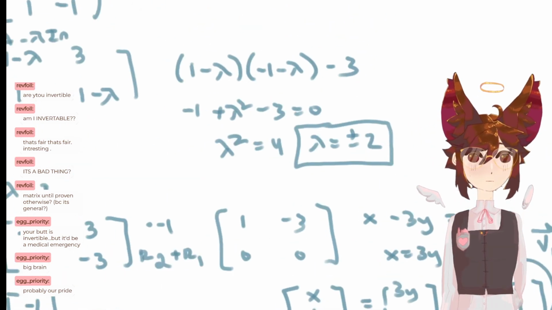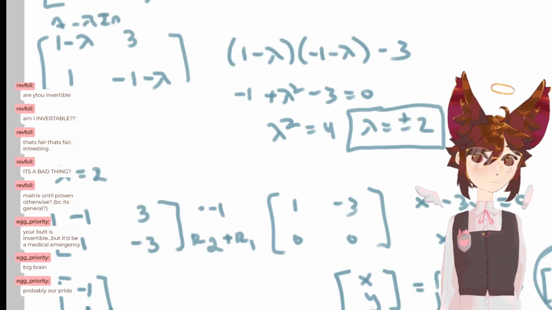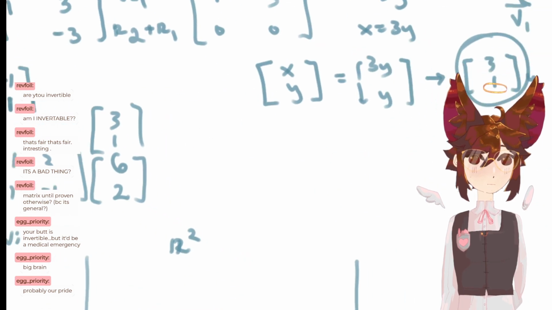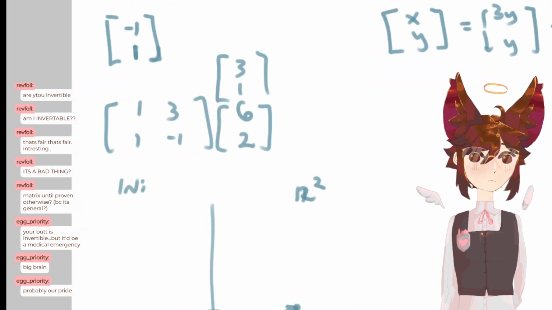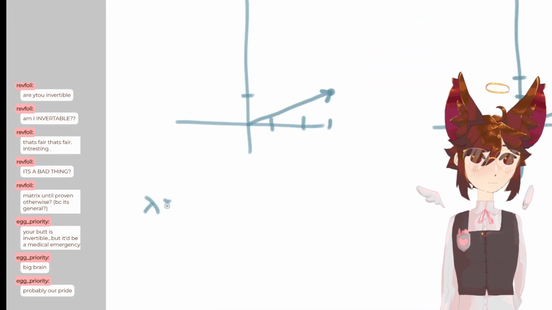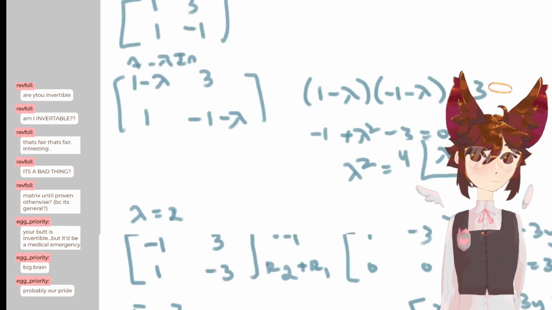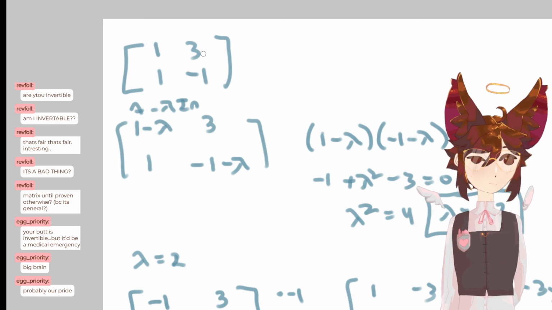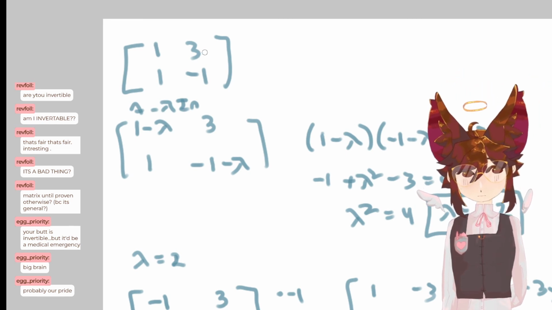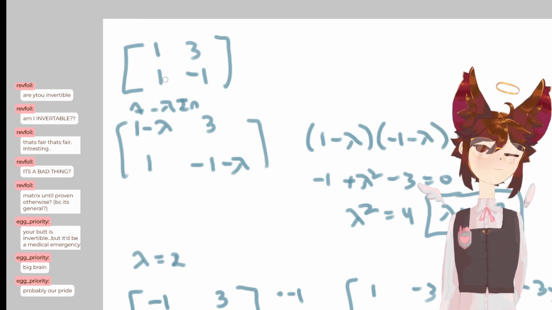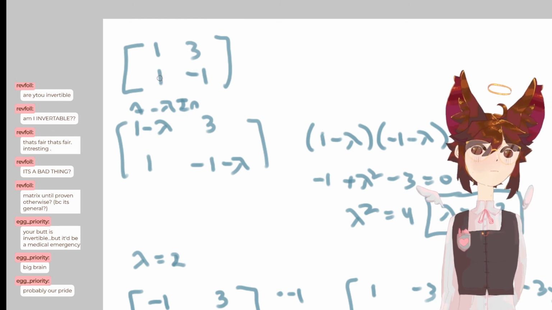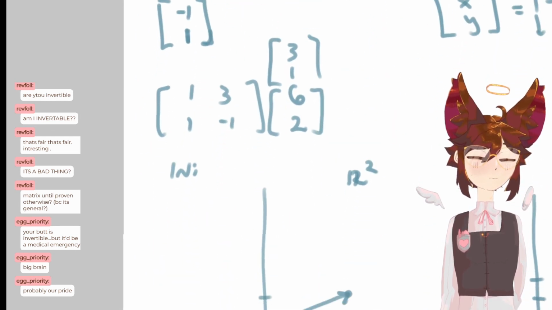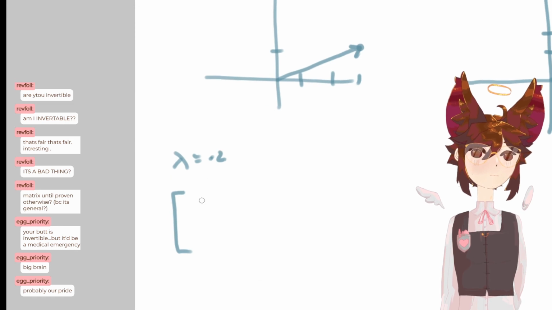Not interesting, we did it. We just got that. And then let's do it for minus 2. Oh, I don't have that much space. I'll do it down here. I already forgot what it was. What was it? It should be minus 1, minus 1, 3, no, sorry, 3, 3, 1, minus 3. No, 3, 3, 1, 1.